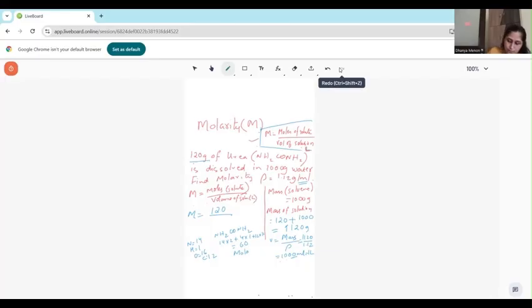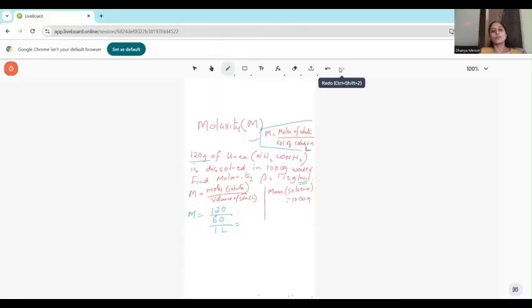So we got the volume of the solution to be 1 liter, okay? Just remember that. So this is equal to 60 over 1 liter, which is equal to how much? 2 capital M. So students, this is how you find out the molarity when you are given the mass of the solution or mass of the solvent along with the density.